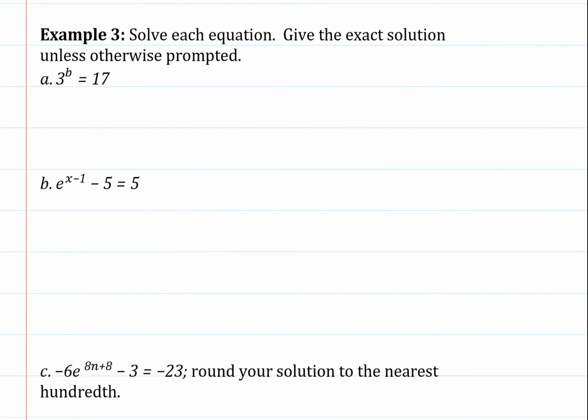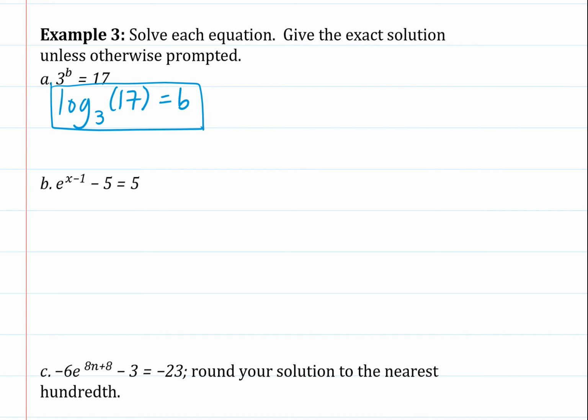Okay, now it's time to solve. We'll give exact solutions unless otherwise prompted. So we have an exponential equation. We can't use a bth root to get rid of it, because what would you do with that, right? The only strategy we have for getting a variable out of the exponent is to rewrite the exponential equation as a logarithmic equation. So we're going to write this as log base 3 of 17 is b. And we're actually done. This is our solution, the number that makes the equation true.